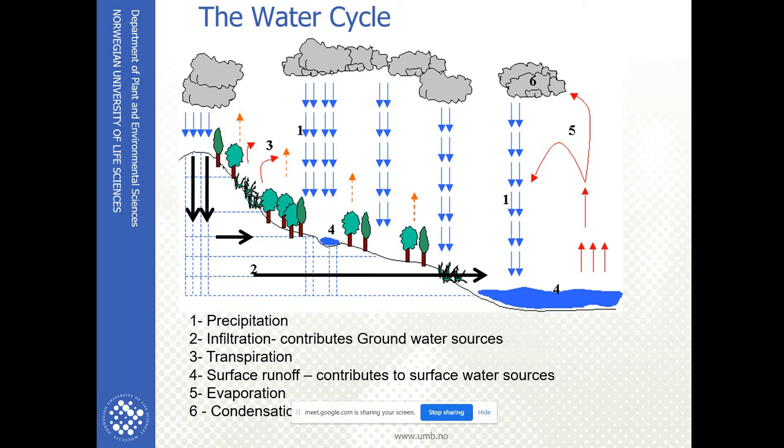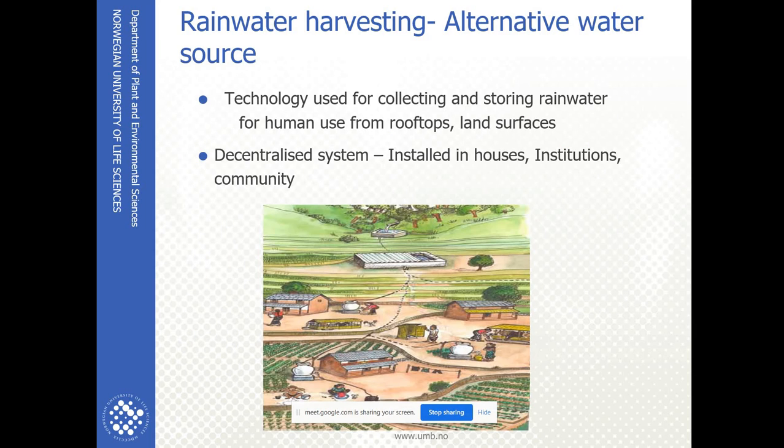The total amount of water for which all the people, plants, and animals on the earth compete is much less than 1% of the total. Water cycle: precipitation, infiltration contributes to groundwater sources, transpiration and surface runoff, and evaporation and condensation. Rainwater harvesting, alternative water sources.